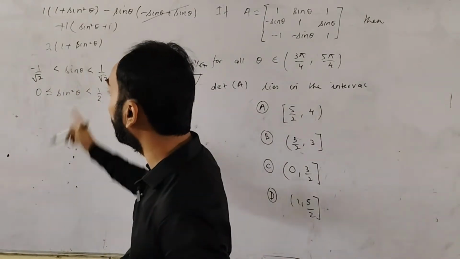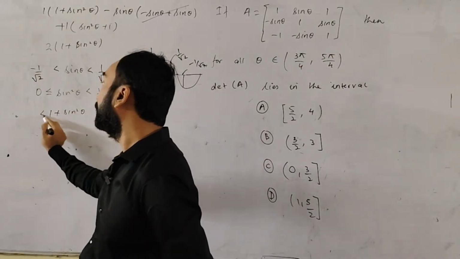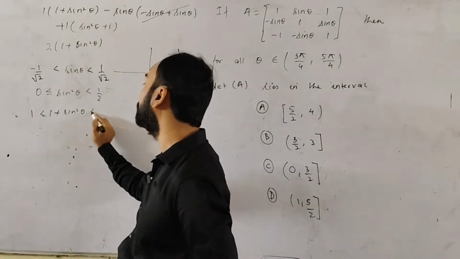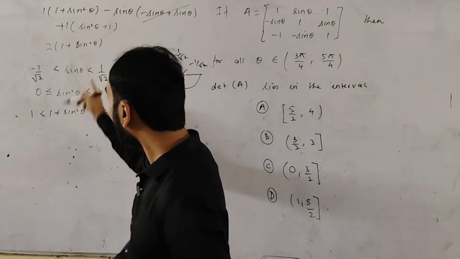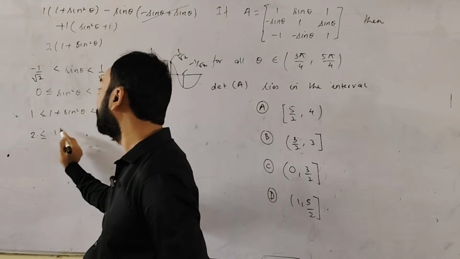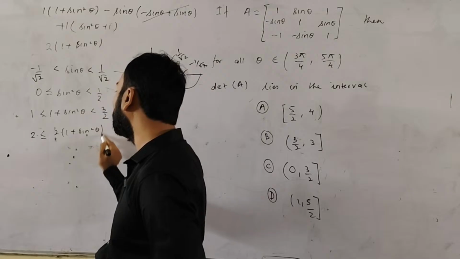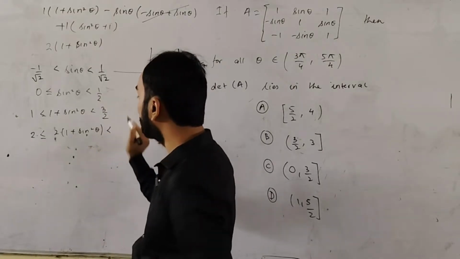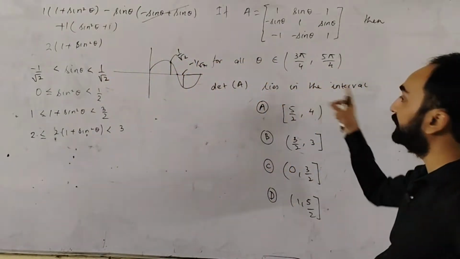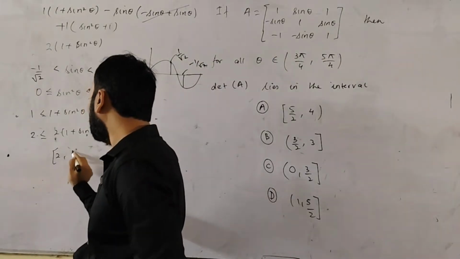But still we don't have to find that. We have to find 1 plus sine square theta. So for 1 plus sine square theta, everywhere we'll add 1, this will become 1, and 1 plus half will become how much? 3 by 2. Now 2 times of this. So if I multiply by 2 here, this will be 2 less than or equal to 2 times of 1 plus sine square theta, and less than 3. So it means this value will lie in the interval, closed at 2 and open at 3.